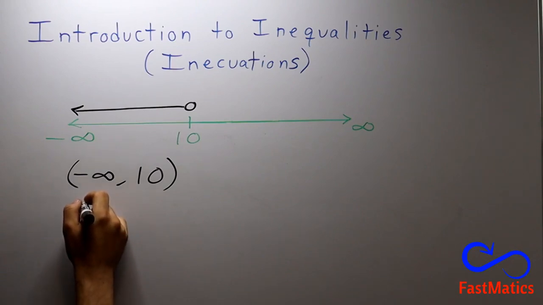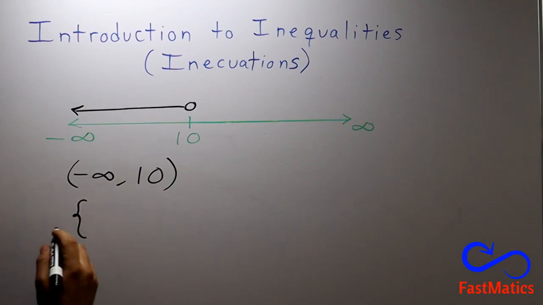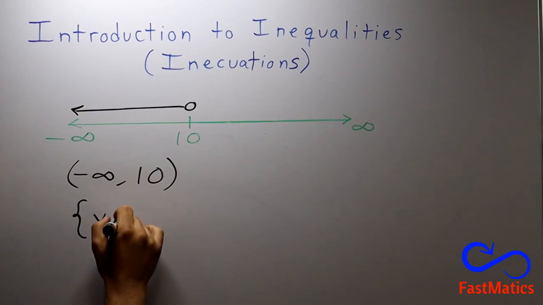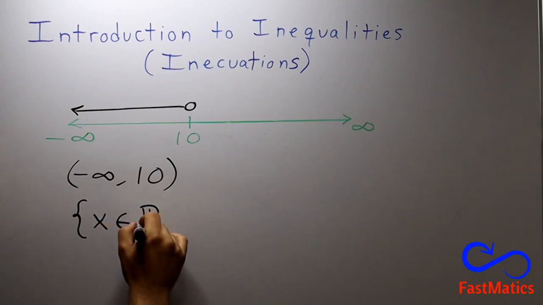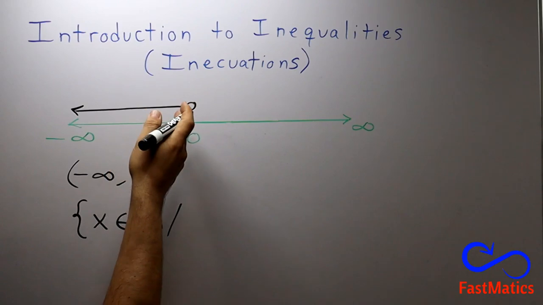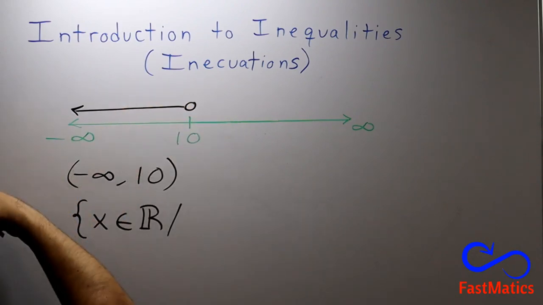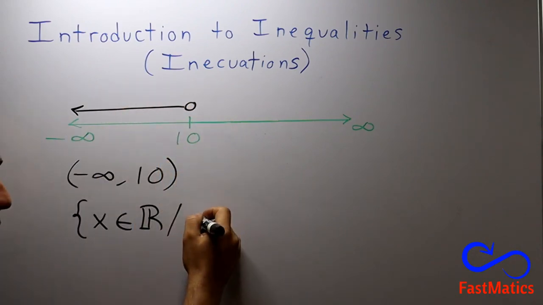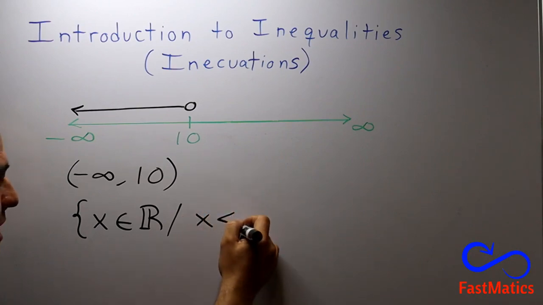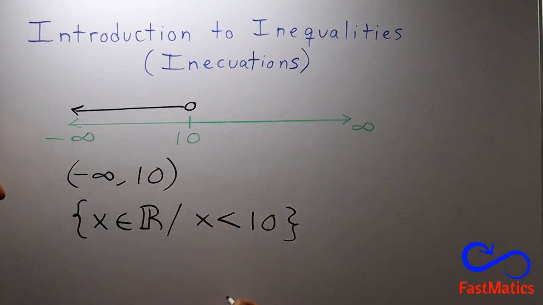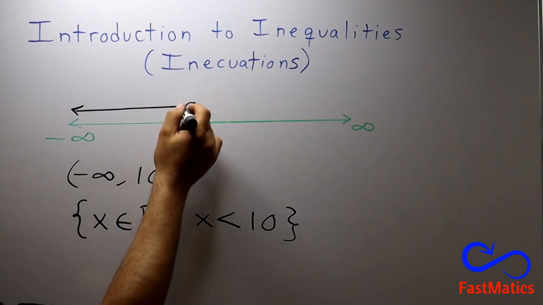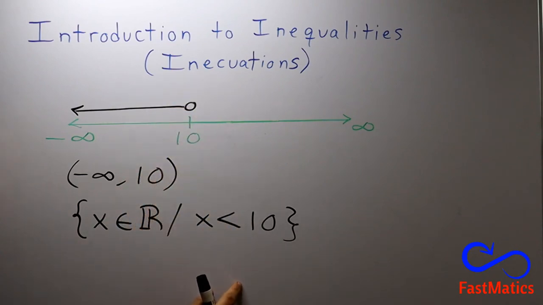Another way to write it, the set of numbers that are elements of the real numbers, such that, and if you have numbers on the left side of this number, you are going to write numbers less than 10. If you have a dot here, you should put less than or equal to, but if you have an open circle, you are going to put the symbol without the equal to.